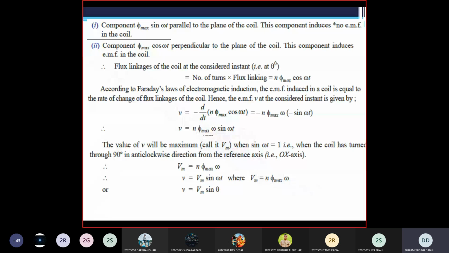Here the number of turns is given. How much? 100 turns is given. Okay, phi x is given. We have to write phi as B into A. Yes, replace phi x by B into A, flux density into area. Flux density is given, 0.5 Tesla. Area is also given because here it is a square coil. One side of the coil, the length, is given as 10 centimeter.